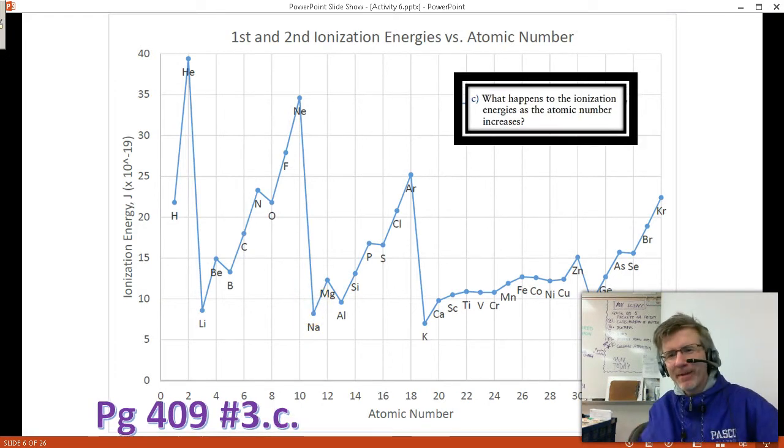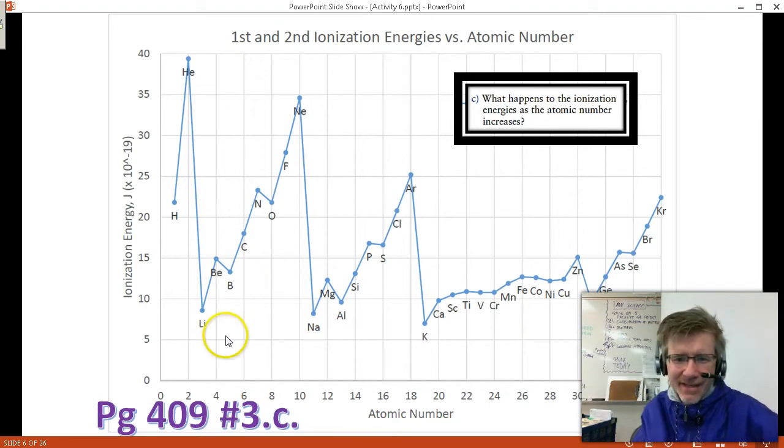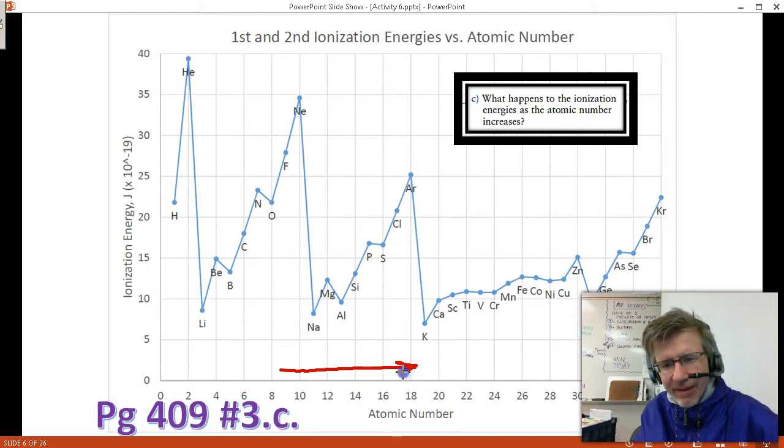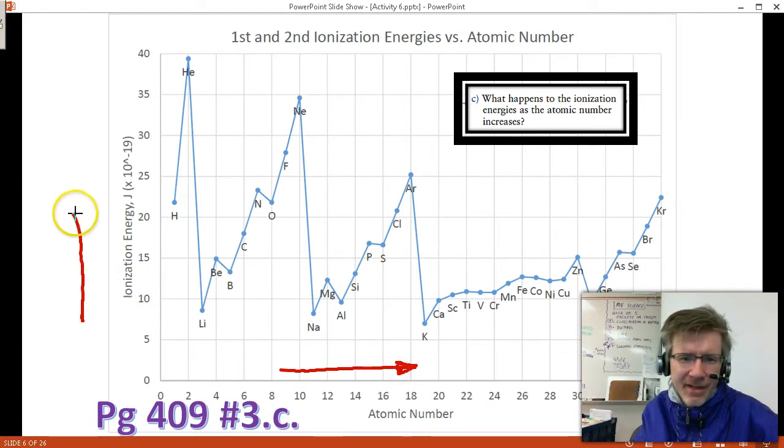So next question, 3C. What happens to the ionization energies as the atomic number increases? So check this out. Remember, atomic number is increasing as I go along this way. And we're looking at the pattern in the ionization energy. So what does the ionization energy do?